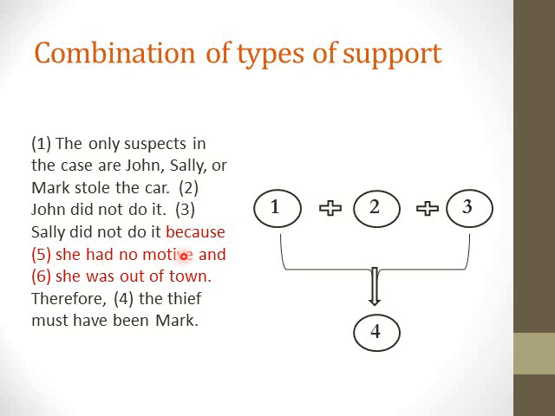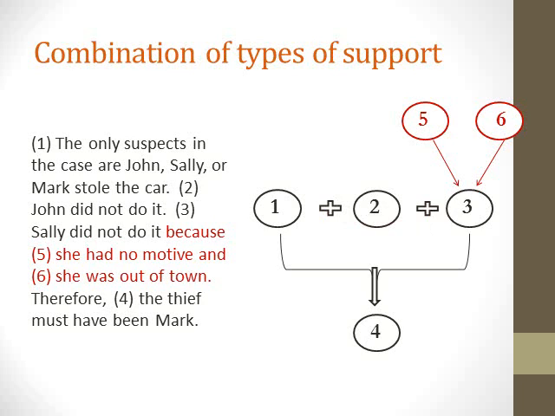5 by itself, the fact that she had no motive, supports 3, right? And 6 by itself, that is, she was out of town, supports 3. So we would represent that in our diagram as follows. 5 independently supports 3, and 6 independently supports 3, which is a convergent support. So here, as you see, this is a diagram of an argument that has both convergent support as depicted here, as well as linked support as depicted here.